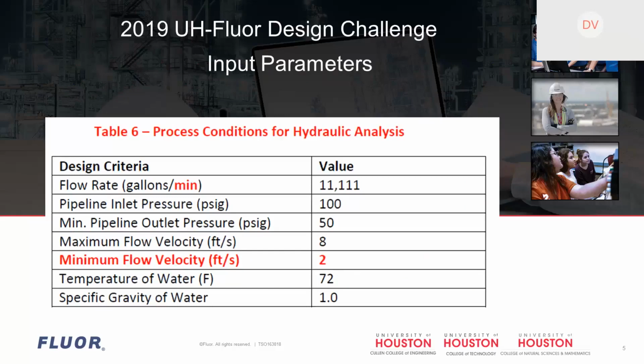So generally, here are some of the input parameters for your hydraulic analysis, which will include our flow rate, our inlet and outlet pressure. We'll be looking at maintaining a certain velocity in the pipeline. I'll talk a little bit more about that too. And then just setting up the process conditions for the fluid that's in the line.